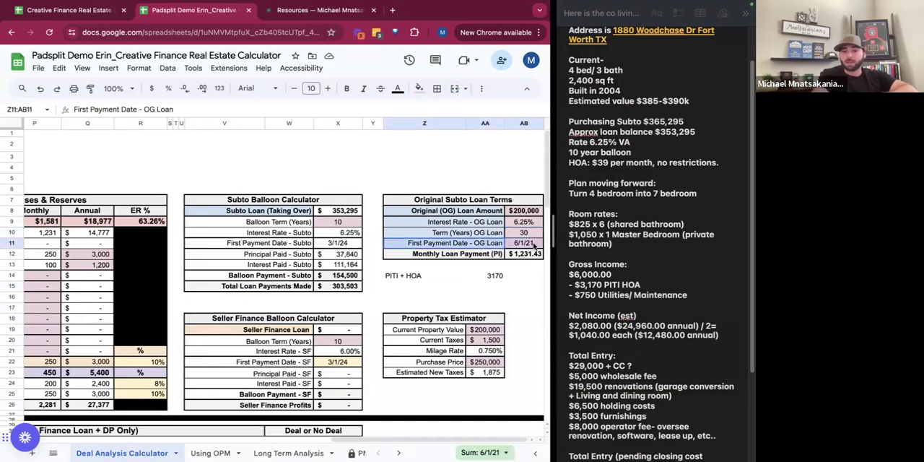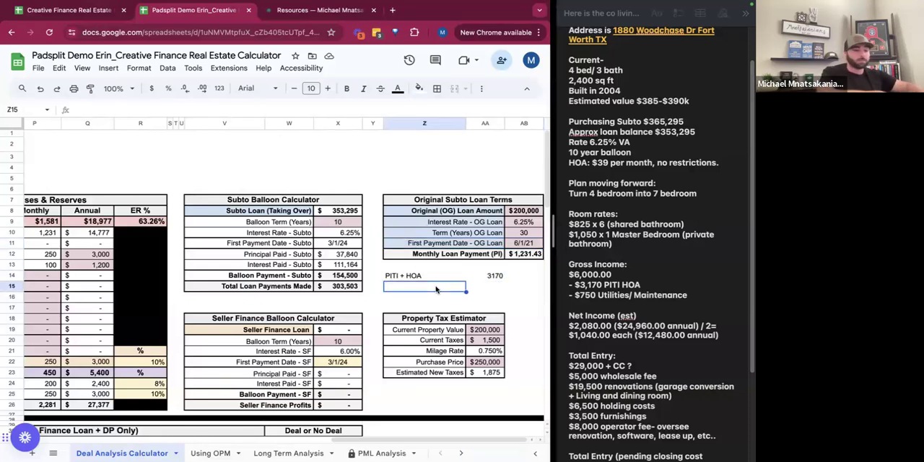And the first payment date and the loan amount are necessary to recreate what the monthly loan payment is on this. We know the total principal and interest of the loan, plus taxes, plus insurance, plus HOA, in total is 3170.